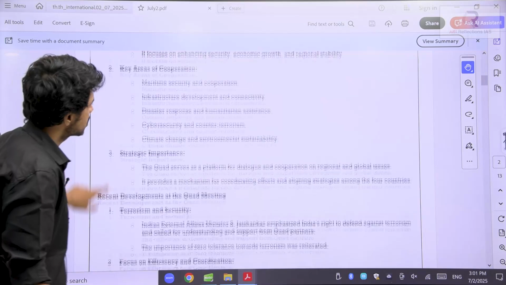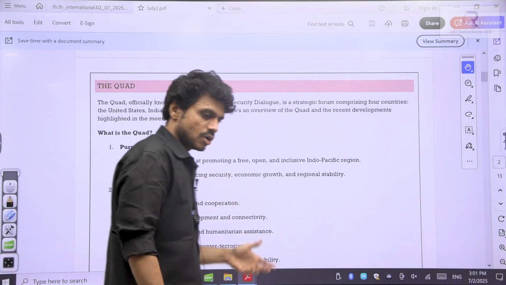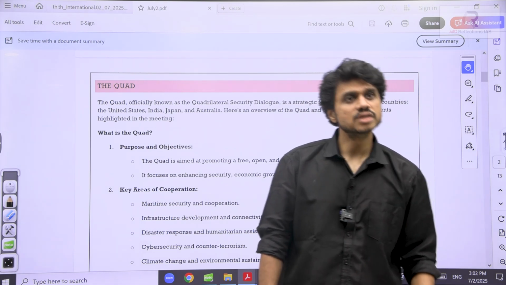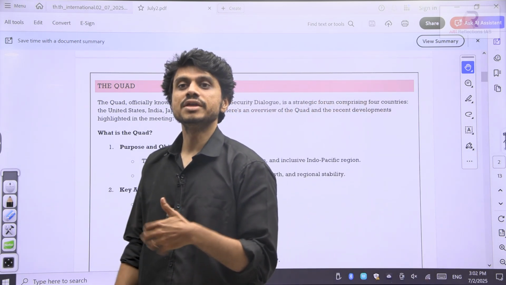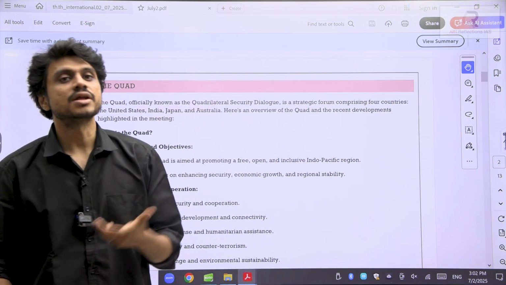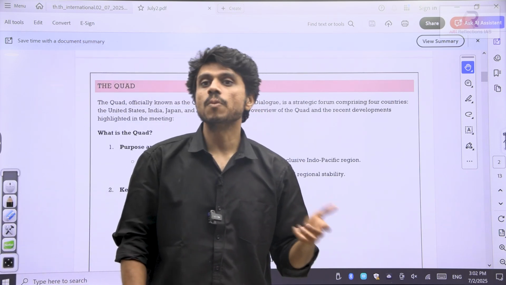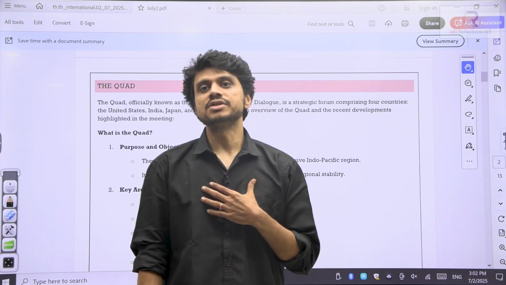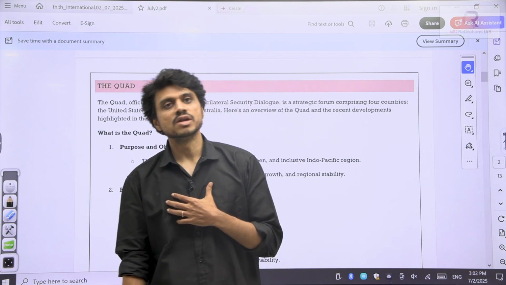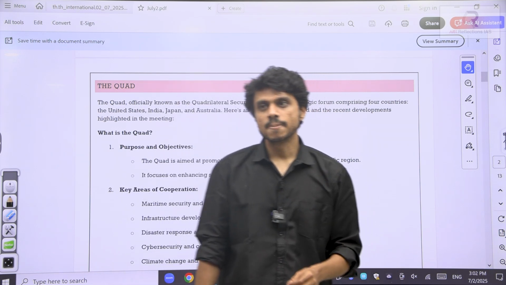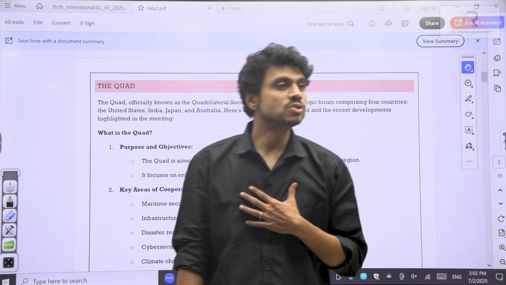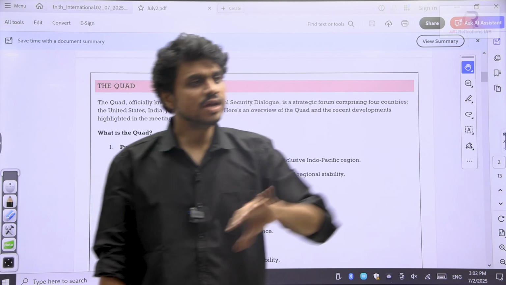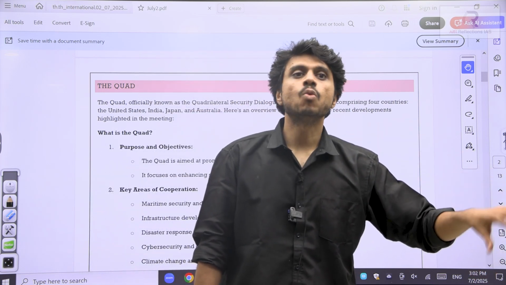So here basically what is the context? Our defense minister, when he met the Quad members, he actually reiterated our stand against terrorism. So why have we conducted the Operation Sindoor? Because Pakistan has attacked our sovereignty. So it is our right, whenever any country sponsors terrorism to attack another country, to respond. This is what was reiterated by our defense minister. So where did he reiterate it? When he attended the Quad meeting.